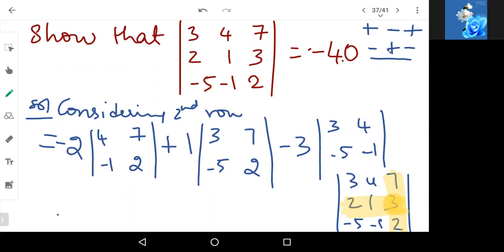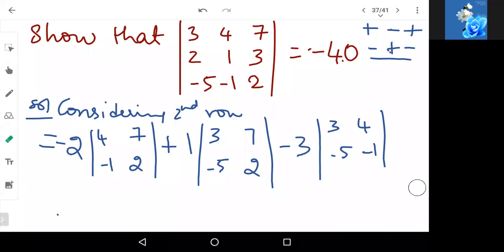Everybody understood? When you take second row also, you will get the same answer. Okay, but you have to be careful with the sign. Any doubts in this? Yeah, correct, Spurti. If you have got the answer, very good. Everybody understood, right?